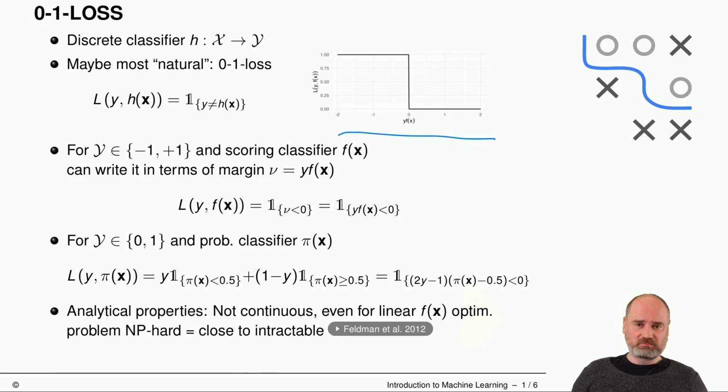For that reason, this loss function is sometimes used for evaluation, and sometimes for theoretical discussions as here, but very often this is not what you optimize in practice. If you're interested in more details on the proof of the NP-hardness, I've, as always, linked a nice paper here.